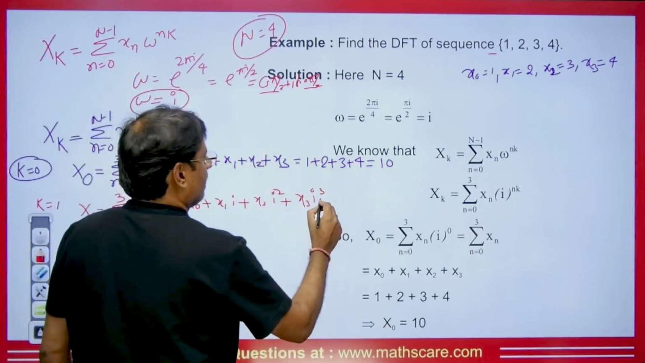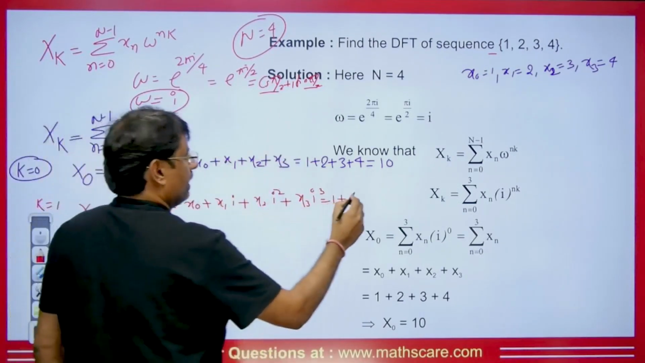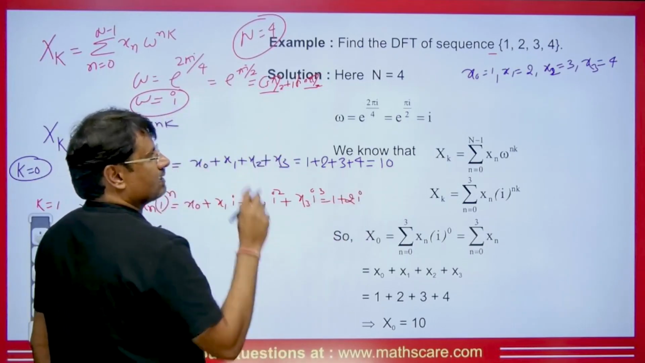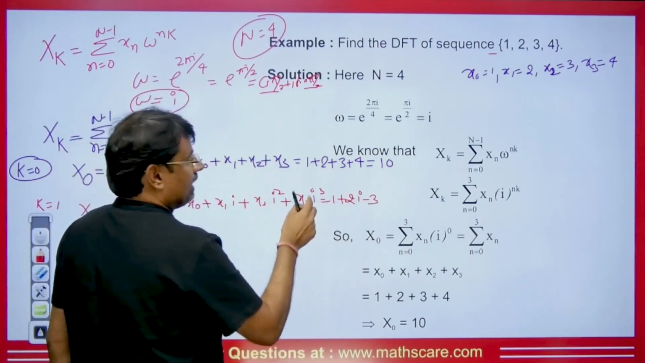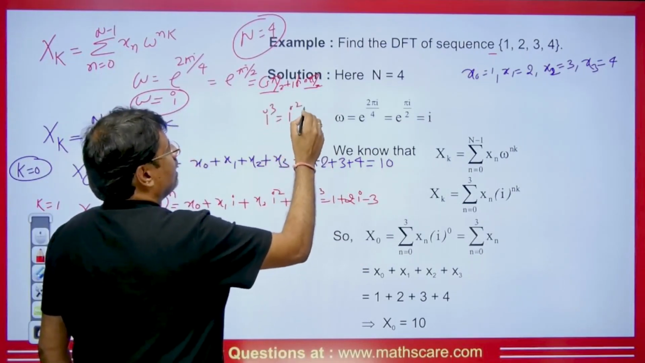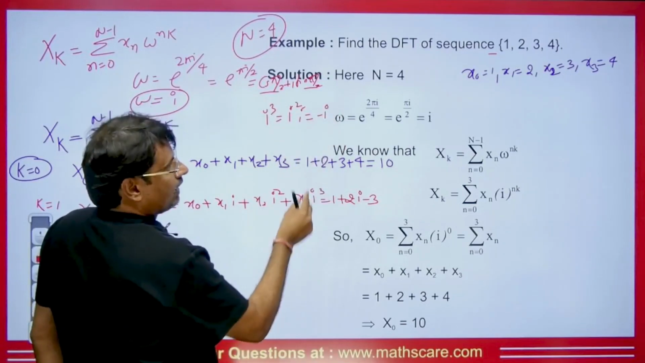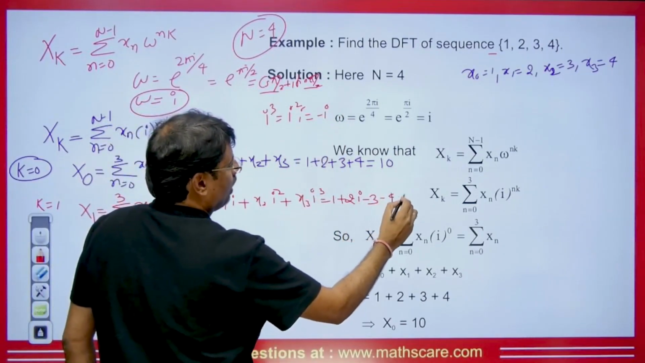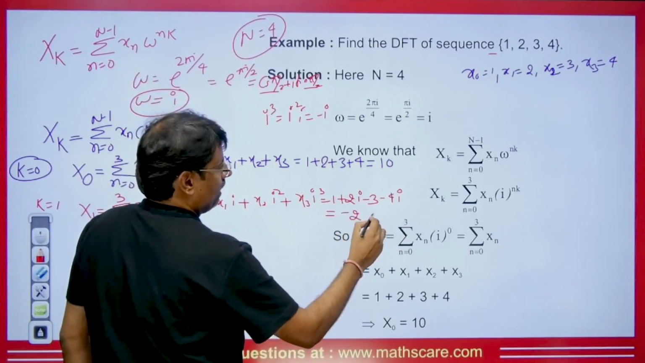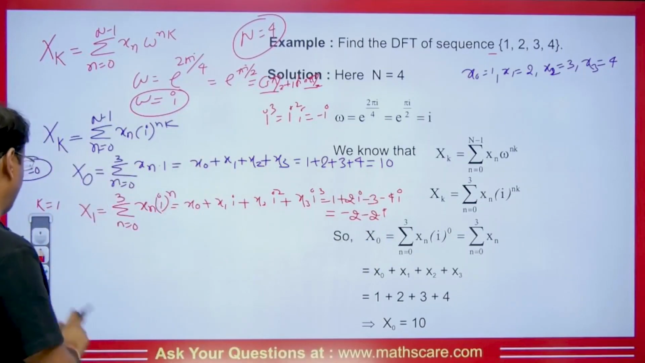We will put the value of x0 as 1. Then x1 iota, x1 is 2, so this will be 2 iota. The value of iota square is minus 1 and the value of x2 is 3, so this will become minus 3. And pay attention to iota cube. Iota cube is iota square into iota. The value of iota square is minus 1, so this becomes minus iota. Minus iota into x3 will be minus 4 iota. If we simplify this, we will get a value of minus 2 and minus 2 iota. So we will get the value of X1 from here.